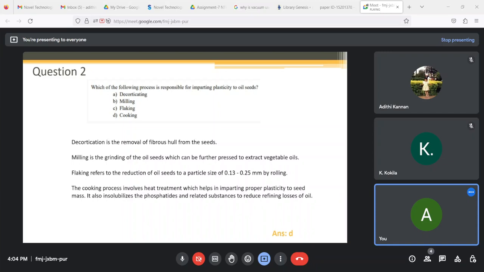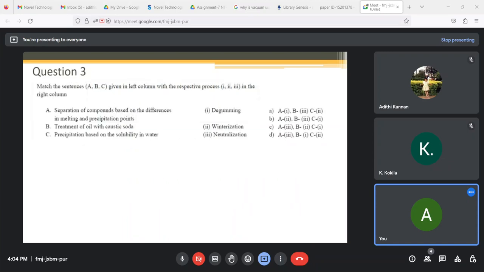Okay, moving to question 3. Match the sentences given in the left column with the respective processes in the right column. So A, separation of compounds based on the differences in melting and precipitation points. B, treatment of oil with caustic soda, and C, precipitation based on solubility in water.